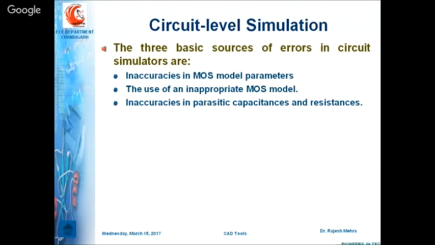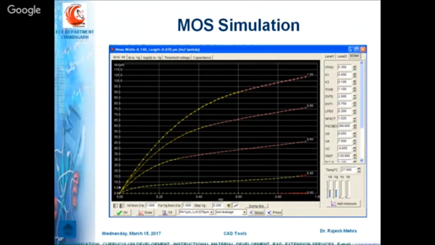The second point is an inappropriate MOS model. Here you can see that at the top of these parameters, three different levels are there: level 1, level 3, and BSIM. These are three different levels where you can simulate your complete design. Level 1 contains fewer non-ideal parameters, and level 3 contains more non-ideal parameters as compared to level 1. BSIM contains the maximum number of parameters for simulation purposes.